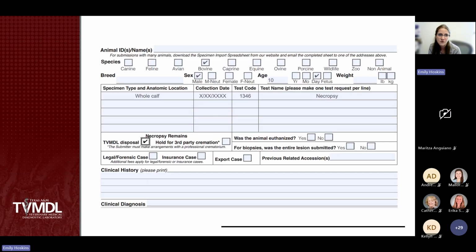So for this submission form, we have a 10-day-old male calf. The whole calf was submitted. They have requested a necropsy. And right here, the clinical history is blank. And this is very, very common. We see this all the time with submissions.